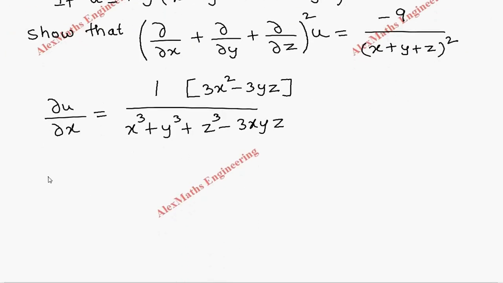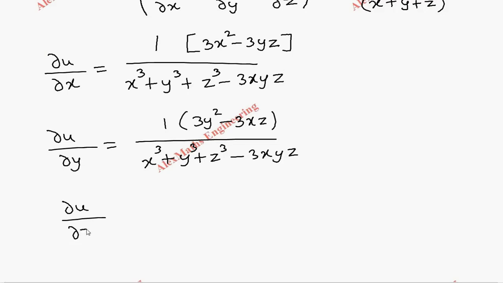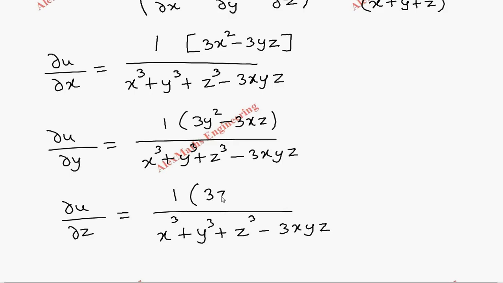In the same way, we are going to do partial derivative with respect to y. So this is 1 by x cube plus y cube plus z cube minus 3xyz, then y cube derivative is 3y square, then minus the term 3xyz derivative is, the constants are 3xz and derivative of y is 1. Then in the same way, let's find dou u by dou z. So this will give once again 1 by x cube plus y cube plus z cube minus 3xyz into 3z square minus 3xy, where the derivative of z is 1.